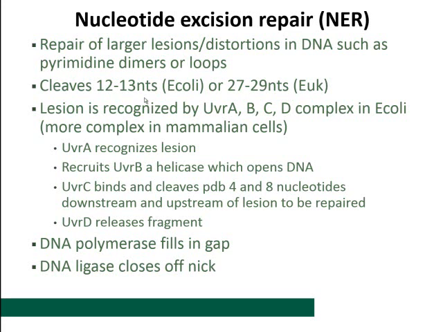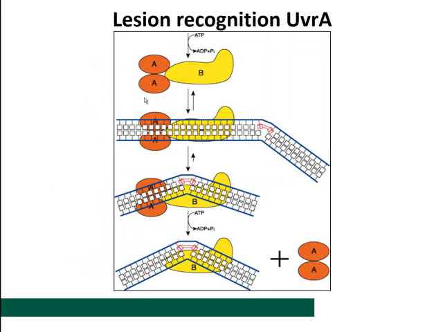UVRC binds, and then it's the one that cleaves the phosphodiester bond 4 and 8 nucleotides downstream and upstream of the lesion to be repaired. Then UVRD releases the fragment. DNA polymerase fills in the gap, and of course DNA ligase closes off the nick. This is just the cartoon of the repair, nucleotide excision repair.